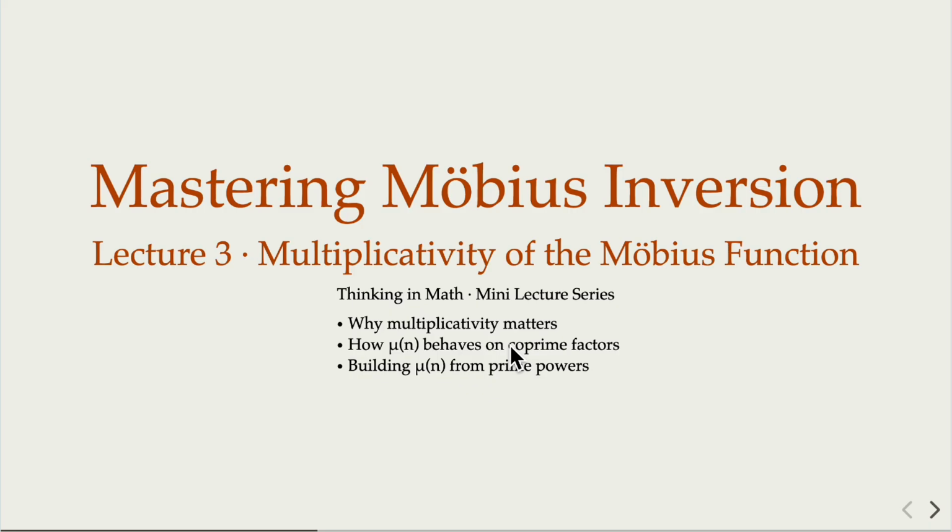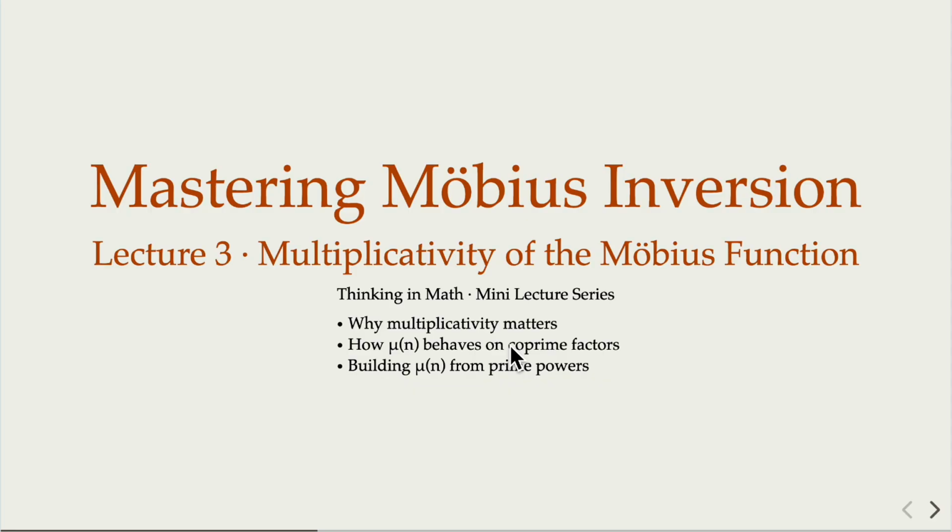In lecture 2, we defined the function mu. Here we know that its value depends on the square-free structure and the parity of distinct prime factors. Today, we're going to go one level deeper. We're going to understand mu of n for any integer just by understanding the values on the prime powers. The key idea is the property of multiplicativity. That is, when two numbers are coprime, mu of mn equals the multiplication of mu of m and mu of n.